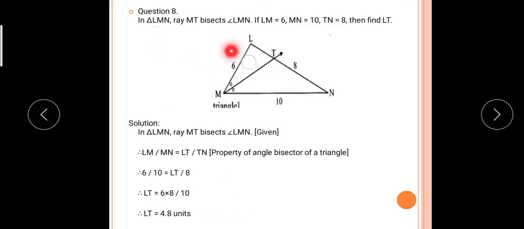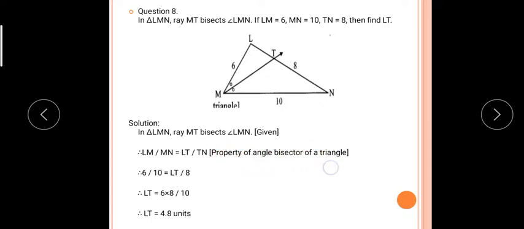Next, now in the triangle LMN, this MT is an angle bisector. It is given in the diagram because MT bisects the angle LMN, and in the question also it is given. If LM is equal to 6, MN is equal to 10 and TN is equal to 8, LT we have to find out by the angle bisector. Which property we have to use here? Angle bisector theorem of a triangle.